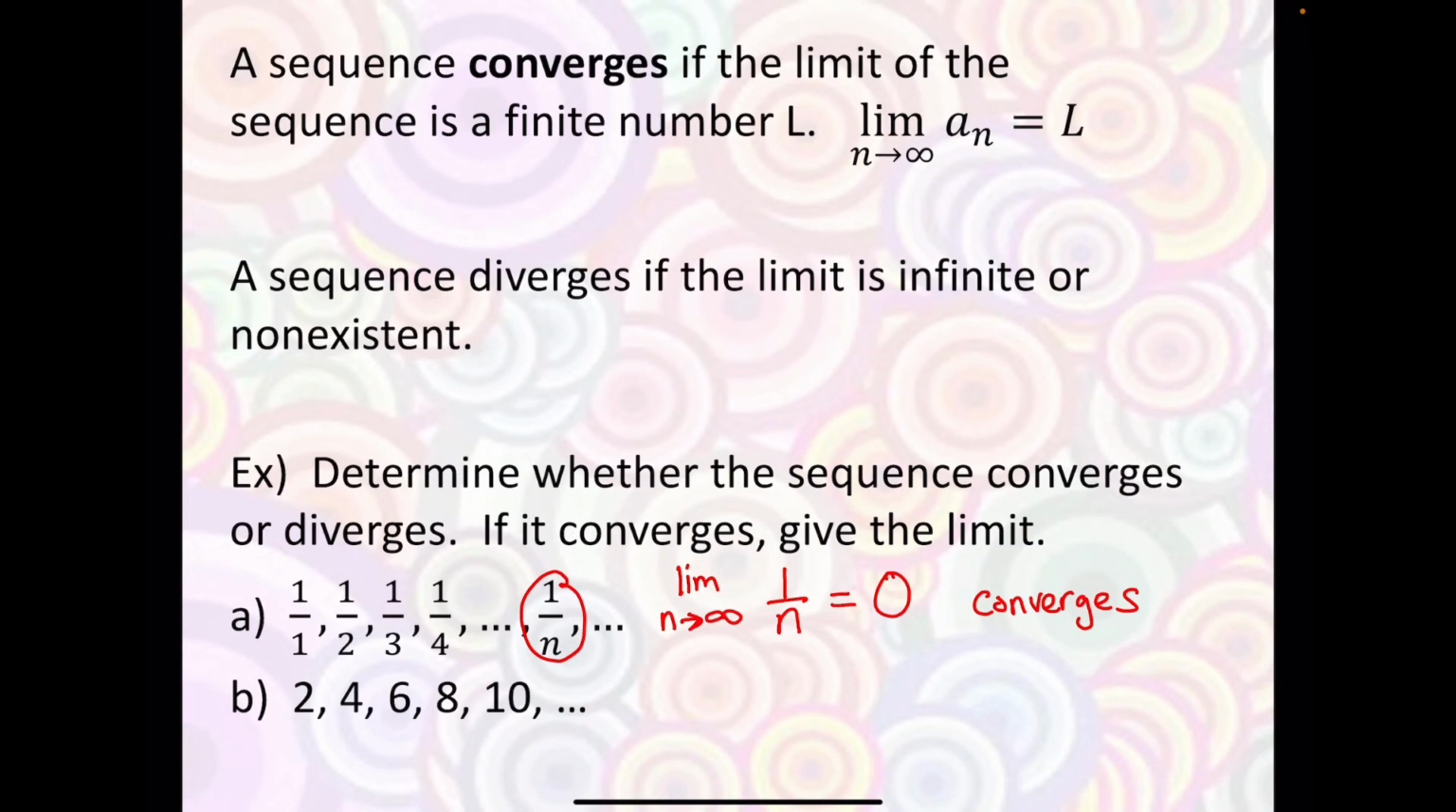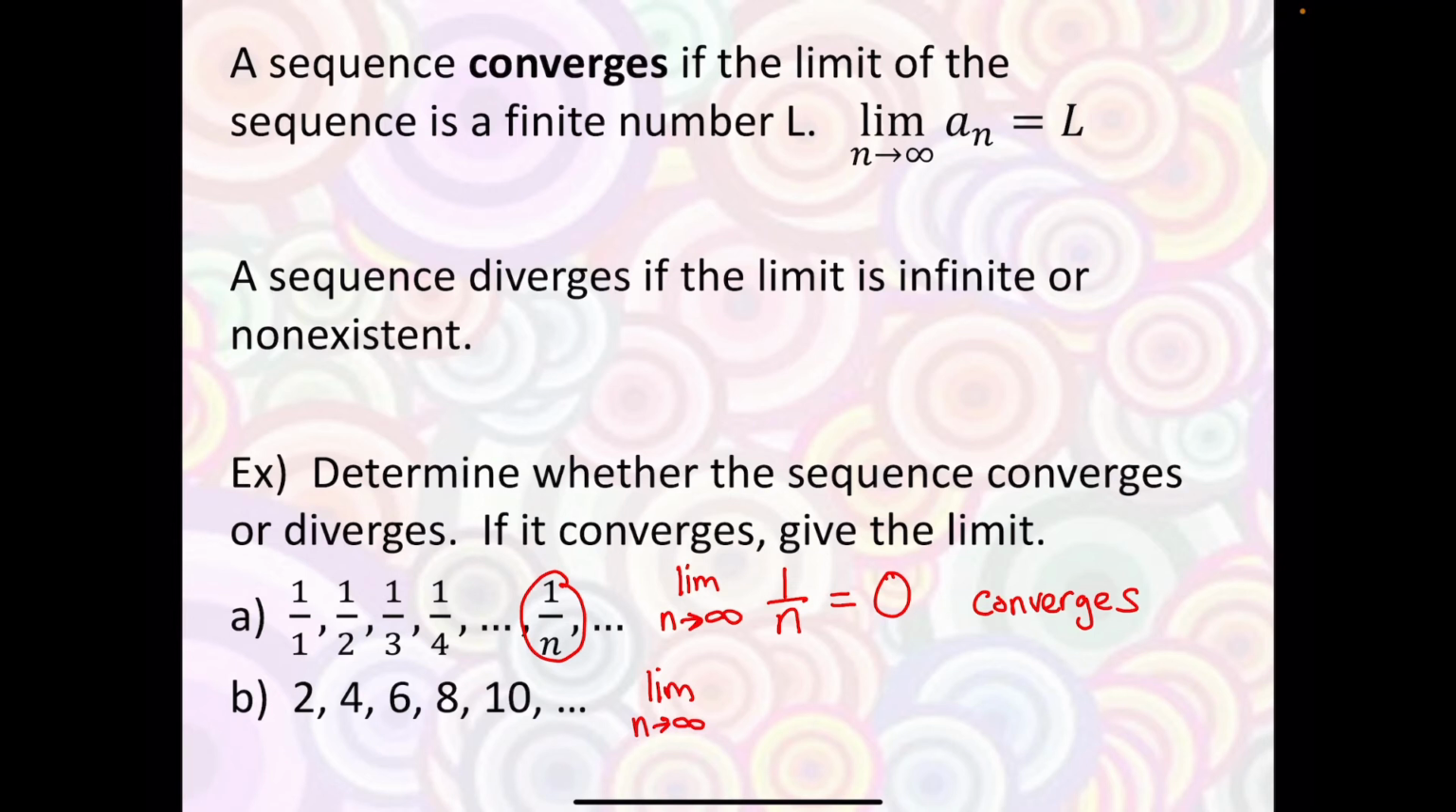In part B, in the sequence in part B, we are not given the equation, but we still need to find the limit as n approaches infinity, because if it's a finite number, it converges. If it's infinite or non-existent, it diverges. So we need our equation.